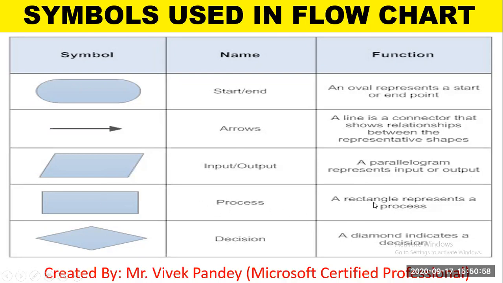Process. A rectangle represents a process. Decision. A diamond indicates a decision. So these are the various symbols used in a flowchart.